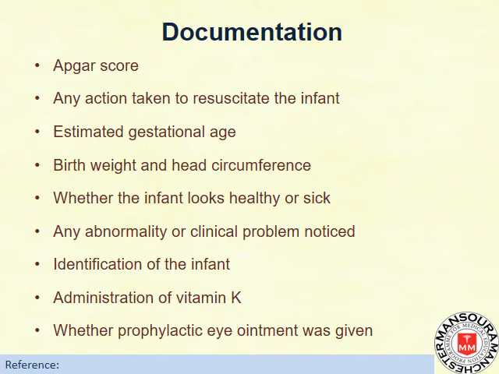You have to document that on a paper form, which includes a checklist. You should put the Apgar score at 1 minute and 5 minutes and maybe at 10 minutes as well; any action taken to resuscitate the baby, whether initial steps of resuscitation, ambu bagging, positive-pressure ventilation, chest compression or medications; the estimated gestational age of the baby according to the New Ballard score; the birth weight in grams, and the head circumference and length of the baby in centimeters; whether the baby looks healthy or sick; any abnormality or clinical problems noticed; identity of the baby with the footprint; administration of vitamin K; and eye prophylaxis as well.